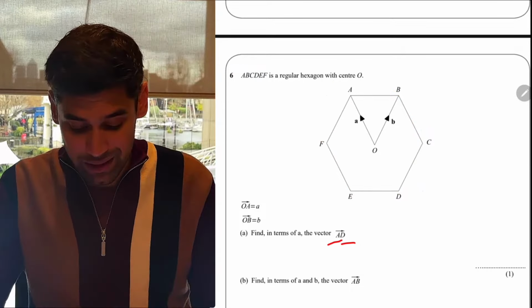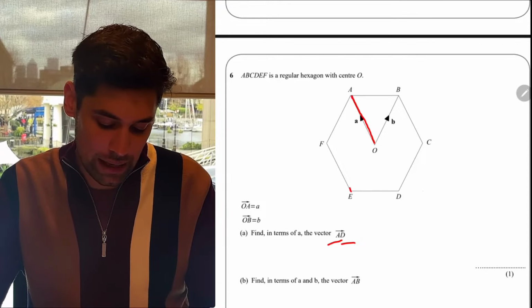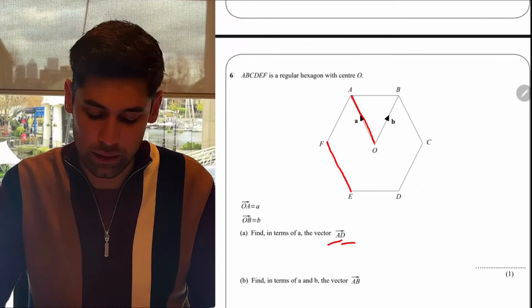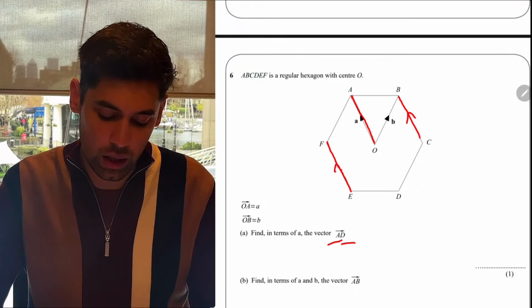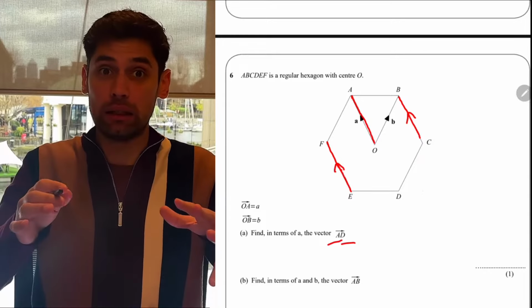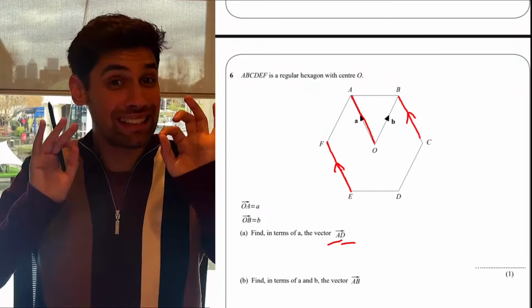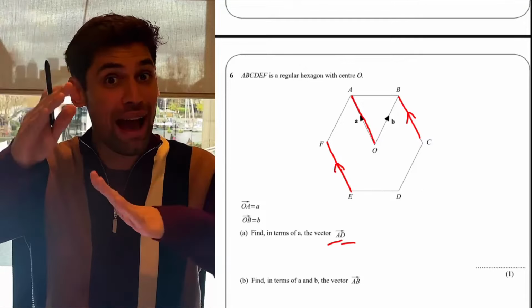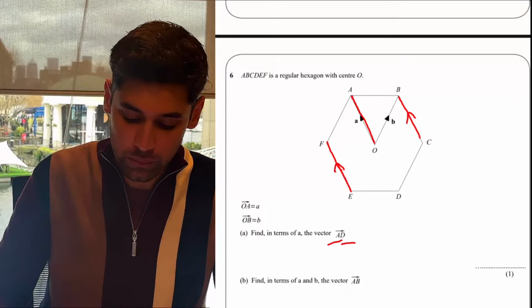So that means that this length A here is exactly the same as that length there and exactly the same as that length there. So all of these three lines are all vector A. So technically, we can see them as lines with arrows on them because they are the exact same magnitude and direction. That's what vectors are all about.